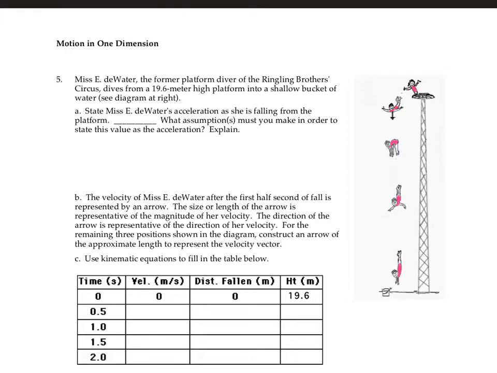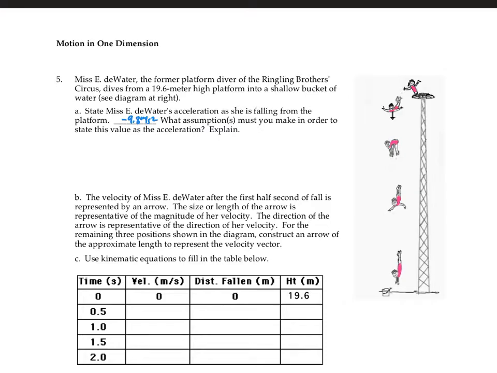All right, last page. Missy DeWater, the former platform diver of the Ringling Brothers Circus, dives from a 19.6 meter high platform into a shallow bucket of water. See the diagram at the right, this crudely drawn diagram. State Missy DeWater's acceleration as she is falling from the platform. So she is falling through the air. We're going to assume that acceleration is -9.8 meters per second squared.